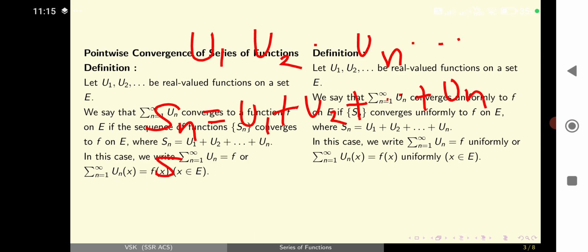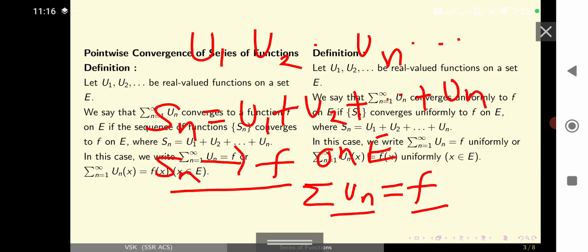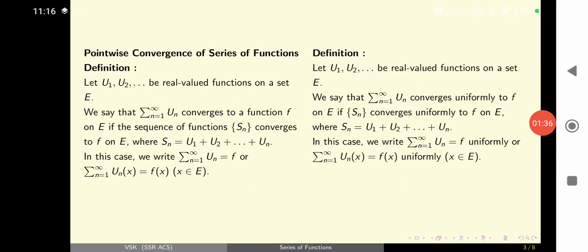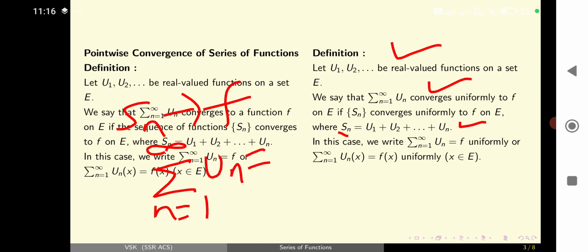and if Sn converges to some function f on E, if it converges pointwise on E, then we say the series un converges to f pointwise, and we write it this way. And if this sequence Sn converges to f uniformly, then we say this series converges to f uniformly. So that is the definition. The second definition is uniform convergence. If this Sn converges to f uniformly, then we say the series n is equal to 1 to infinity un converges to f uniformly.